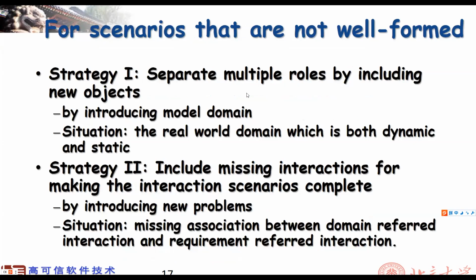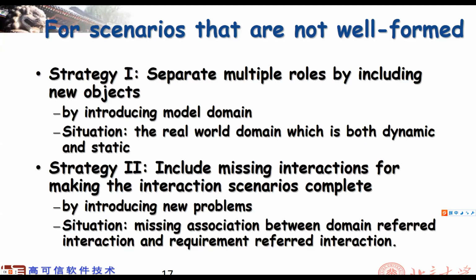Okay, the second big problem is scenarios that are not well-formed. We need strategies to make them well-formed. How can we do that? According to the questions, the first is that there are multiple roles. If there are multiple roles, we can introduce a model domain to separate the dynamic and static roles. And strategy 2 is about missing interactions. If there are missing interactions, we include the missing interactions.